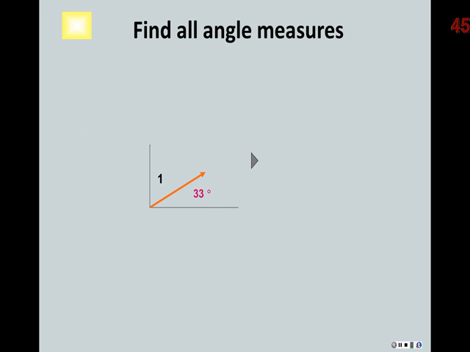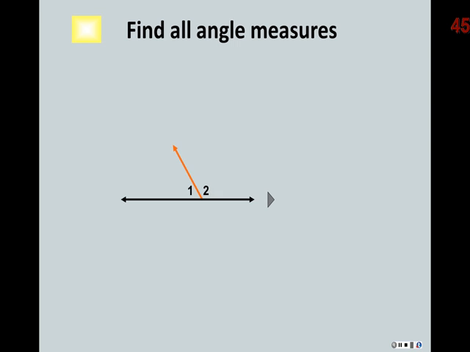90 minus 33. And what would that be? Okay, great. So you need to know what relationship you're talking about. 57. They got a total 90 degrees, so 90 minus 33 is 57. So you can find the missing angles.